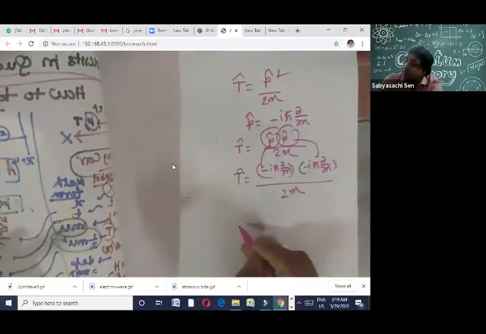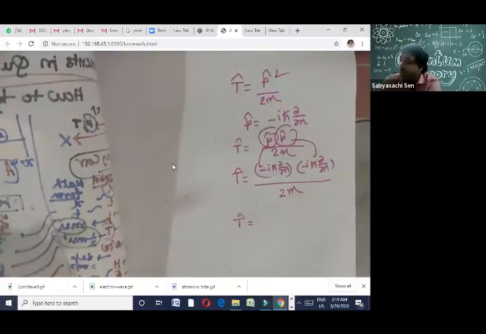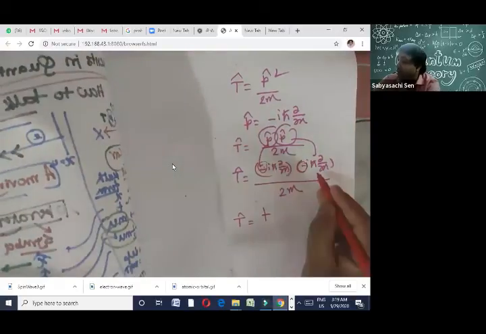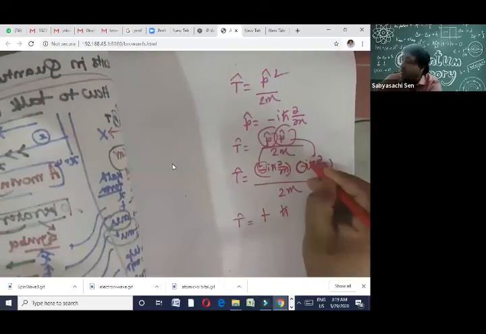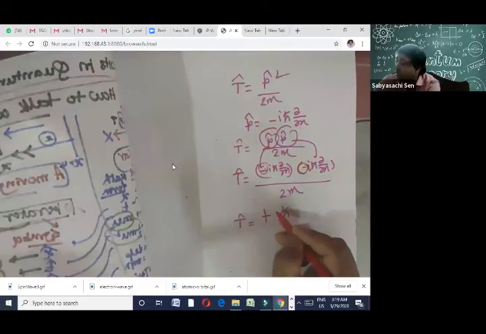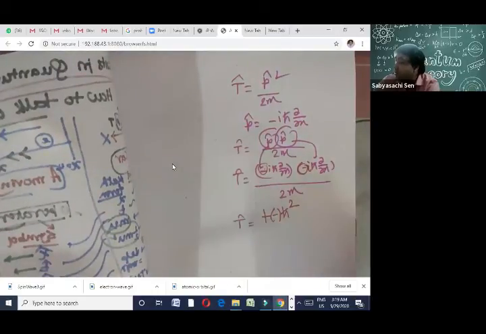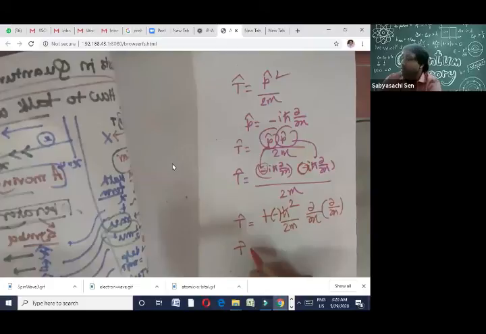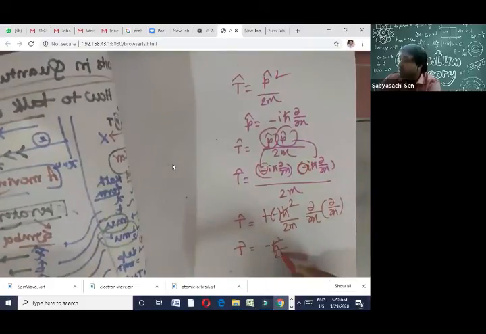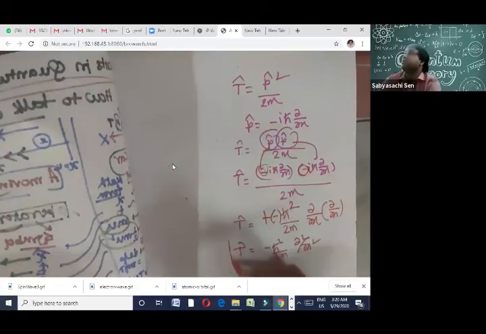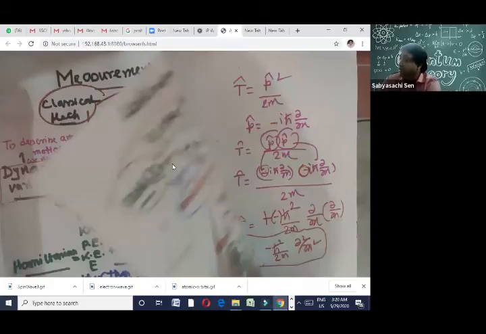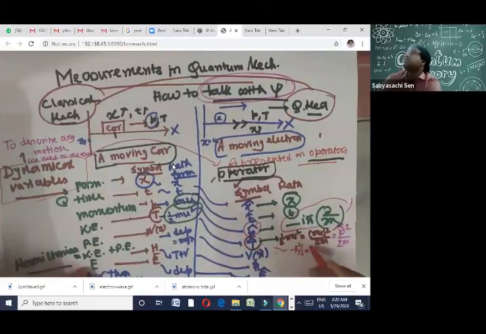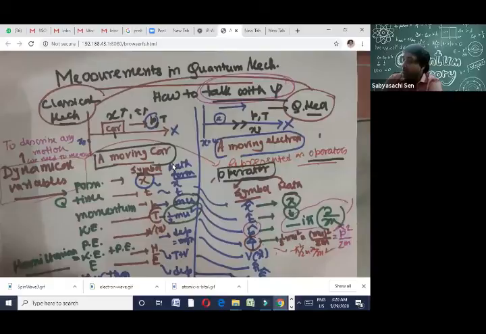So what it produces: minus and minus together become plus, h cut becomes h cut square, the two i's become i square, which is minus 1, by 2m, and del x acting on del x. So you can realize this will be minus h cut square by 2m d2 dx2. This is the operator form of kinetic energy. So you put it in the formula: kinetic energy means minus h cut square by 2m d2 dx2.